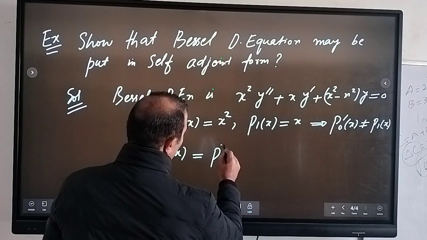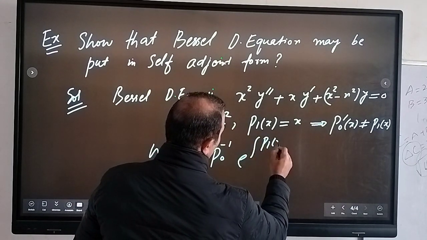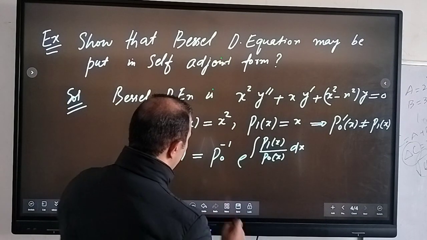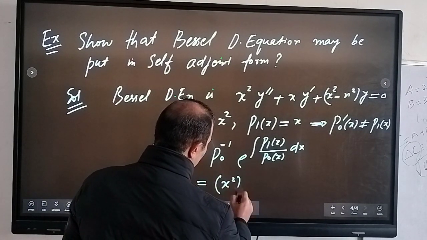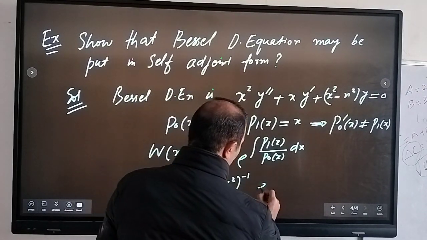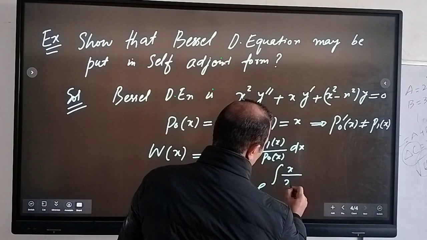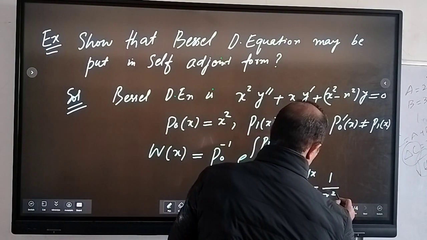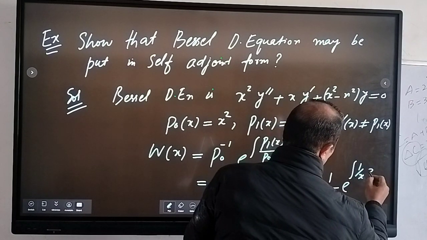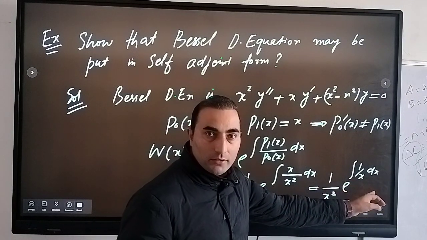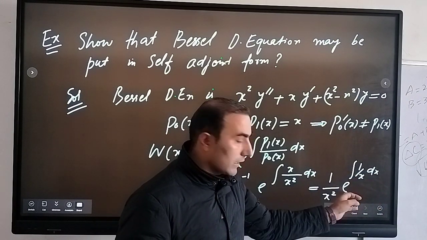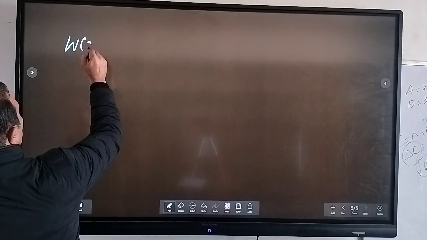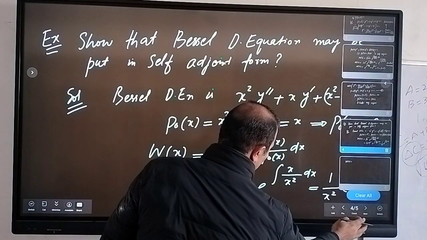that's p0 inverse times e to the power integral of p1 by p0. So p0 of x is x square, whole inverse, times e power integral. When you integrate this, because this is the integration of 1 by x, it is log of x, and the log and e cancel, so you will get x there. So we can write that W of x will be equal to 1 by x square times x, that is 1 by x.